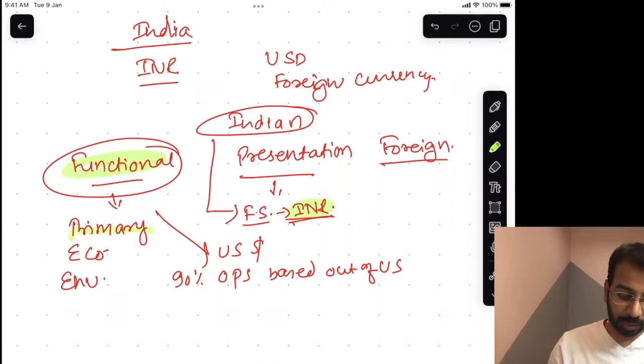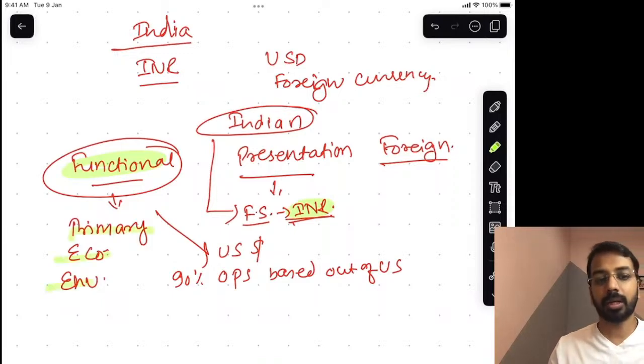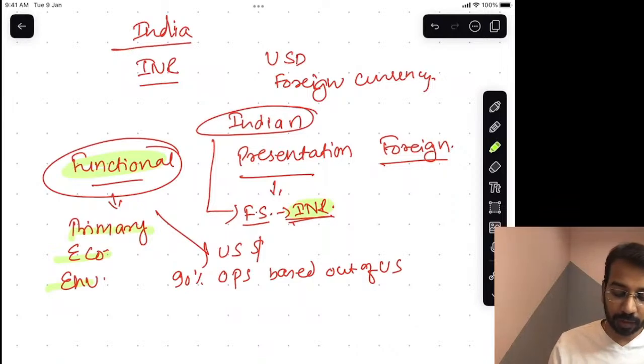Of the primary economic environment. Primary economic environment meaning the economic environment in which the company basically operates. So a company may be registered in India, but business may be based out of a different country. In that case, the functional currency will be different, which is in our example the US dollar.